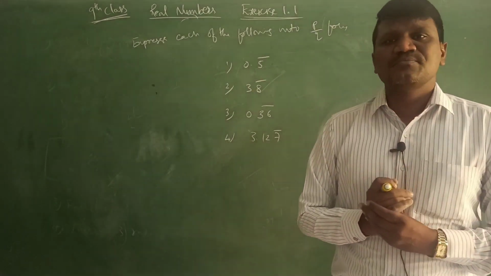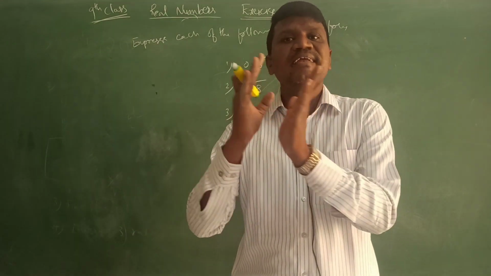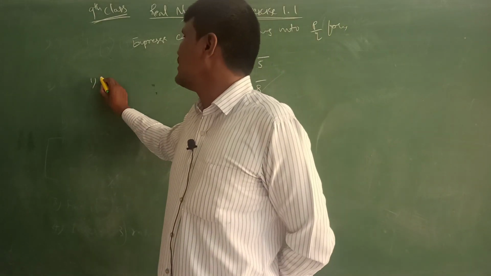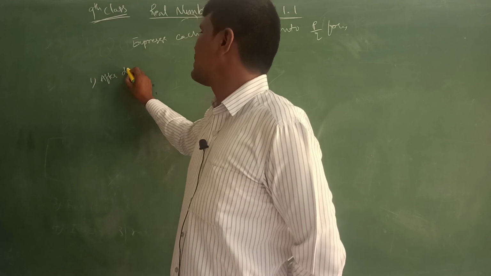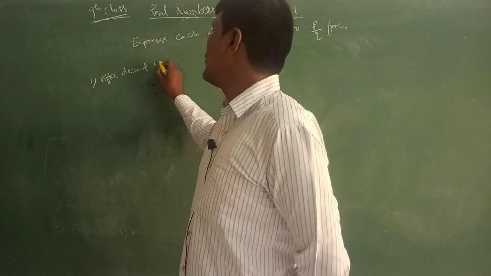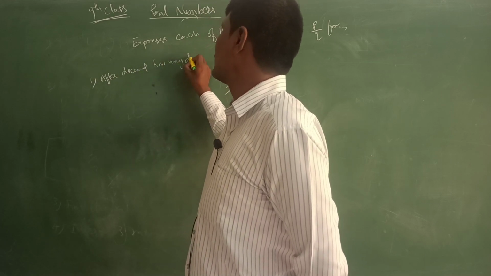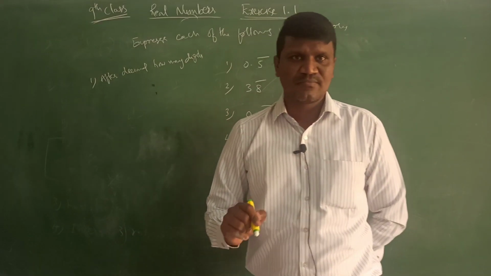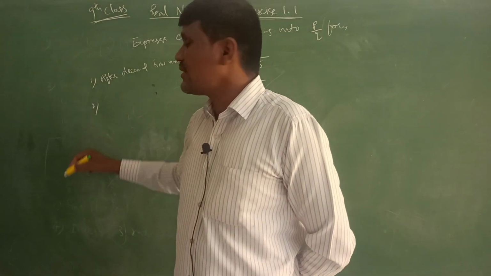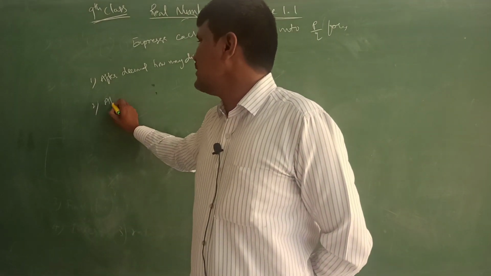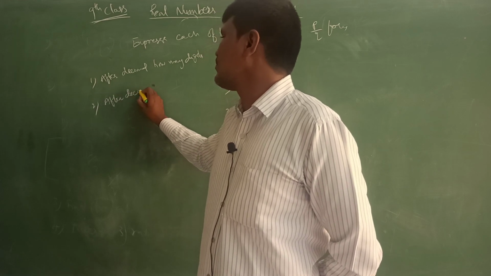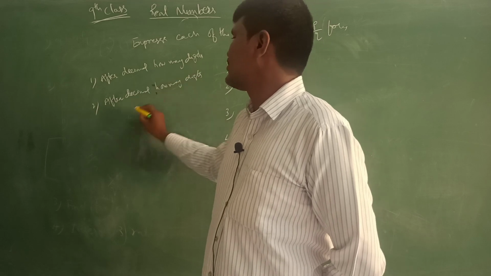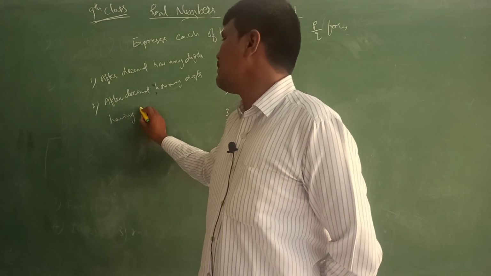The main thing is to check how many numbers are there after the decimal. The first point is, after the decimal, how many digits. So that is the first point. After decimal, how many digits, right? Second point: after decimal, how many digits having bar.